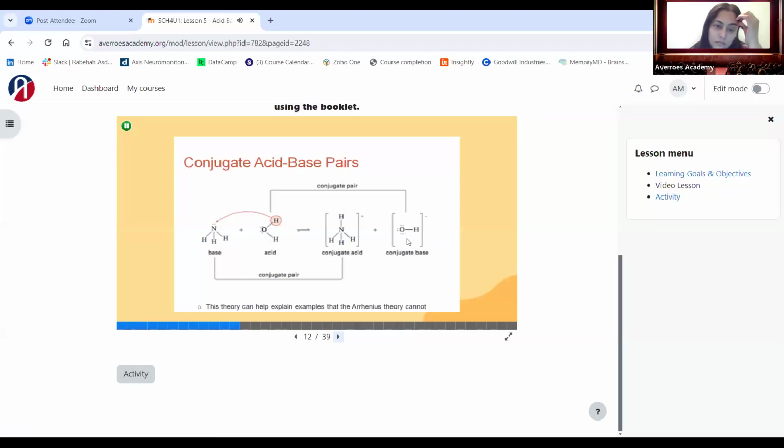And this theory can help explain examples that the Arrhenius theory, the original theory, cannot. So we use the conjugate acid-base pair, Bronsted-Lowry theory.